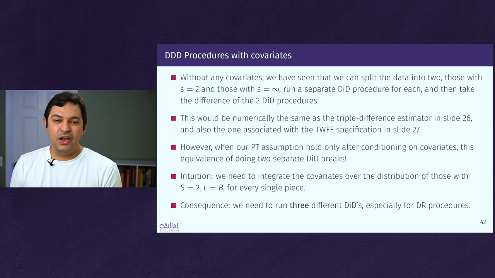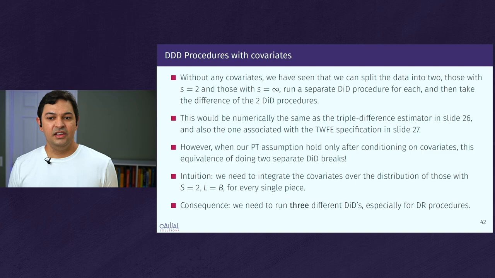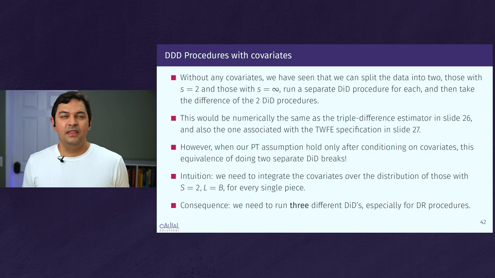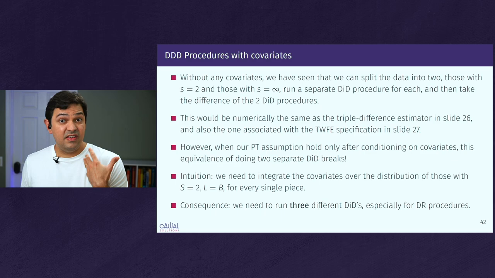But in general, in order to make triple differences work with covariates, you're going to have to run three different DIDs with covariates, not only two. And you're going to have to aggregate these three DID procedures correctly, right? And this is very visual and very intuitive with the double robust procedure. And that's what I should emphasize here, that this is different from common practice, and I quite like this result. I found it fascinating.